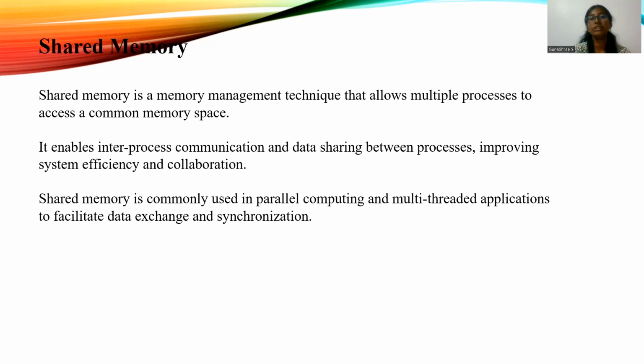Next is the shared memory. So it will allow multiple processes to access a common memory space. It enables the inter-process communication and data sharing between processes to happen in a very effective manner. It will also improve the system efficiency and collaboration too. It is commonly used in parallel computing and multi-threaded applications to facilitate data exchange and synchronization.